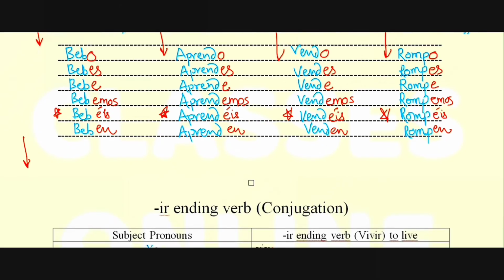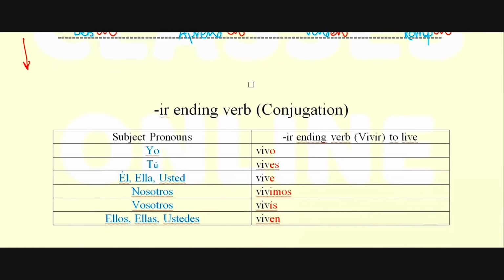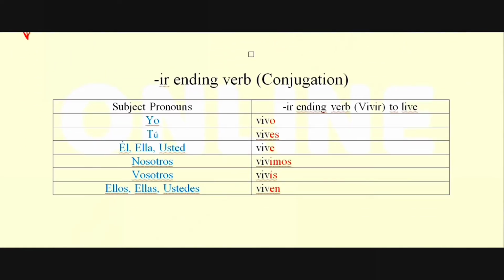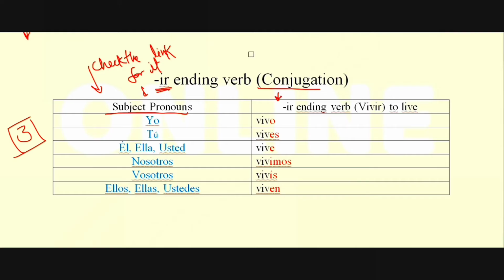Now come to our third category, that is IR ending verbs. We are going to repeat everything in the same way, but we have to remember the suffixes. Subject pronouns we have already done, and I'm revising it. That link is given in the description. If you want to learn about subject pronouns, you can go through it once. Now we will conjugate IR ending verbs. I've taken one example, that is vivir.